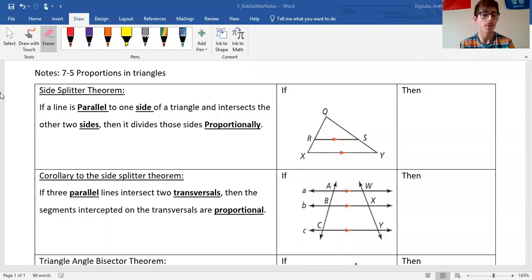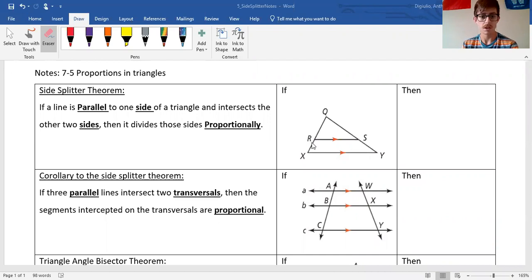Today we're going to talk about proportions in triangles. So the first theorem that we're going to learn, we're actually going to talk about a couple of them today, is the side splitter theorem. It says that if a line is parallel to one side of a triangle, so we've got right here, and intersects the other two sides, then it divides them proportionally.